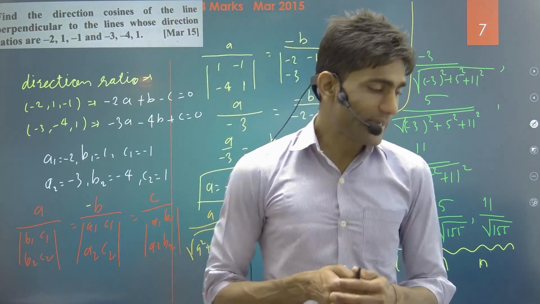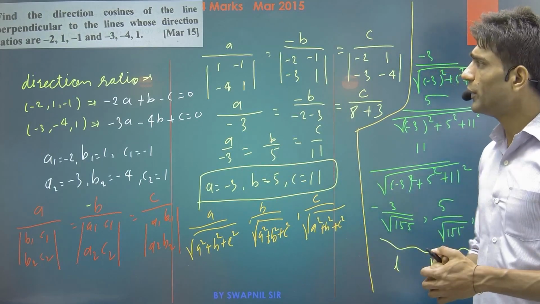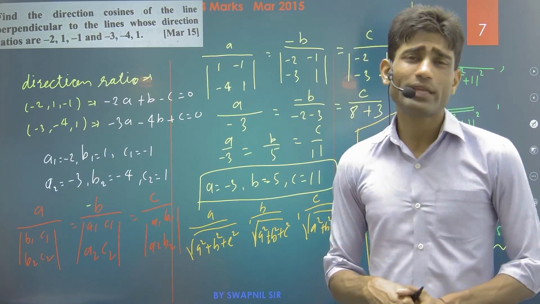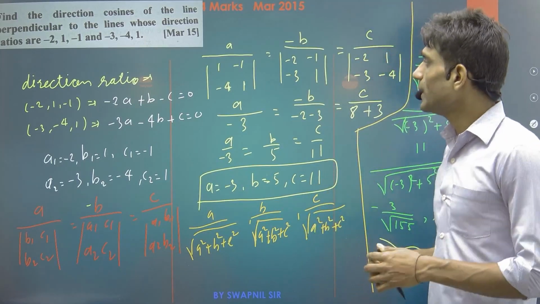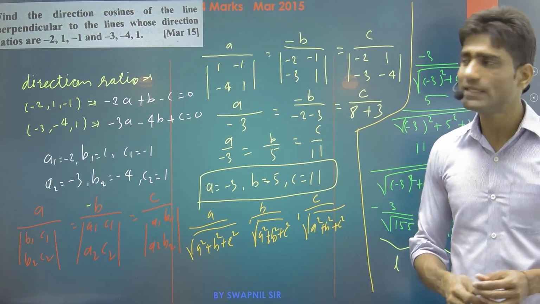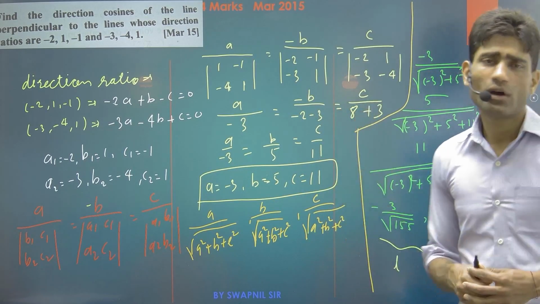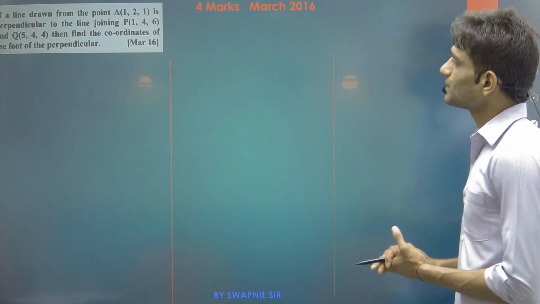I'm expecting that you have understood this solution. First of all, we define direction ratios from the given vertices, and using the condition for perpendicularity we apply one important result. At the end I found the direction ratios, and using the direction ratios we proceed to the direction cosines. Now let's move to the next question.